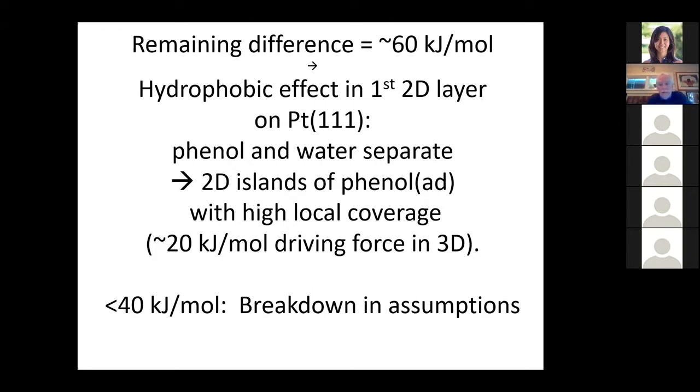And so I think in the aqueous experiment, we always have the high coverage limit. And so I don't know, there's only so far you can go on that. The driving force to separate those phases in 3 dimensions is about 20 kilojoules per mole. So maybe you can only get 20 kilojoules per mole out of that, not the full 60. But it's getting now a lot better.